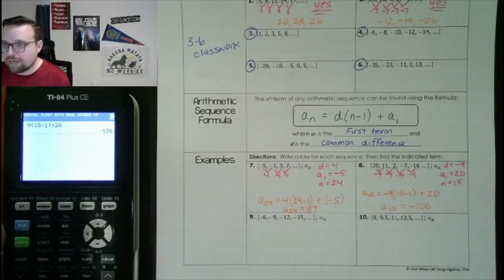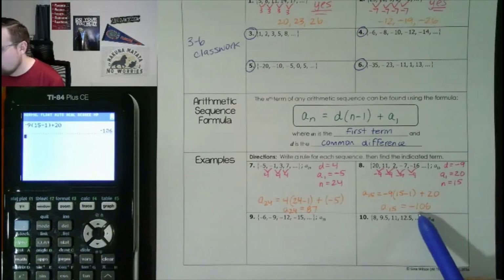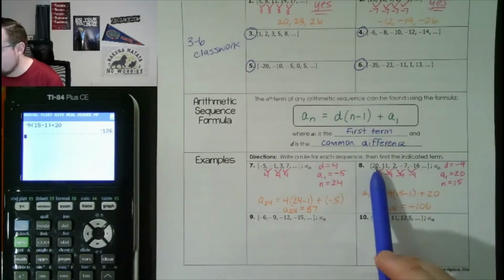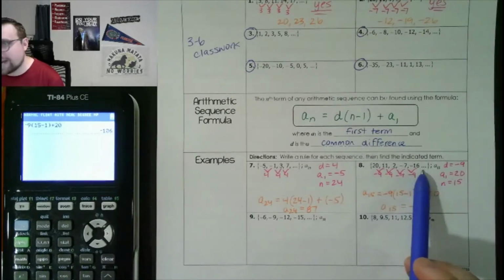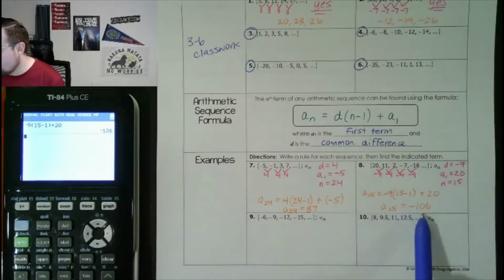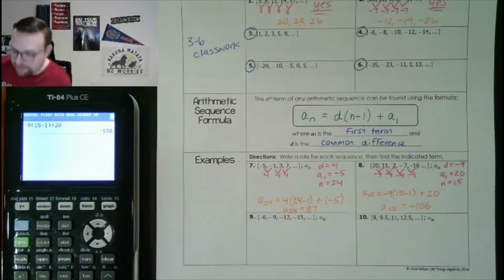Something you'll want to check, I didn't do that on 7 or 8, but I'm going to explain it now. Something you want to double check here is that you want to make sure the answer you got goes along with what the sequence is. So for example, you're starting out in number 8 at positive 20, and you're subtracting, and so your number is getting progressively more negative. So if I found a positive value for the 15th term, that wouldn't make sense logically, so maybe I have a calculation error somewhere, and that's just something you're going to want to double check as you go through these, okay?